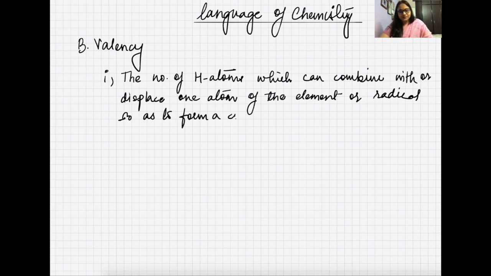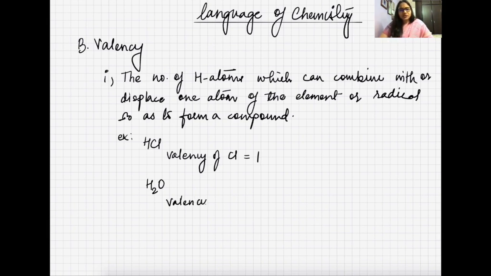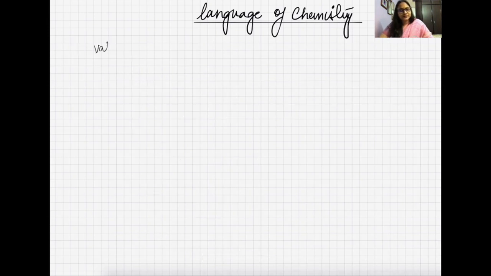For example, let's take the example of hydrochloric acid, right? In hydrochloric acid, one atom of hydrogen combines with one atom of chlorine. So the number of hydrogen atoms here is 1. So therefore valency of chlorine is also 1. Similarly, let's take another example, water. In water, 2 atoms of hydrogen combine with 1 atom of oxygen. Therefore valency of oxygen is equal to 2. In CH4, which is methane, valency of carbon is 4 because it combines with 4 hydrogen atoms.